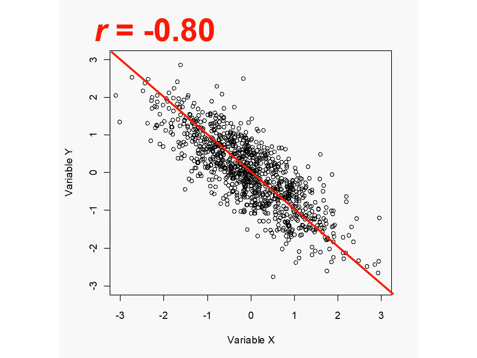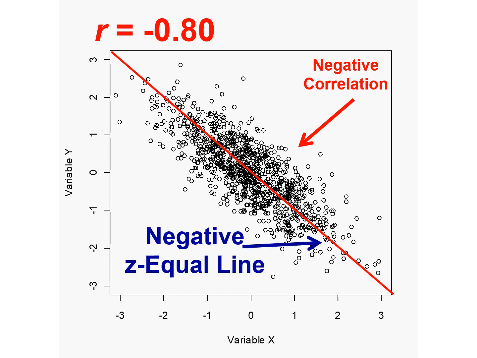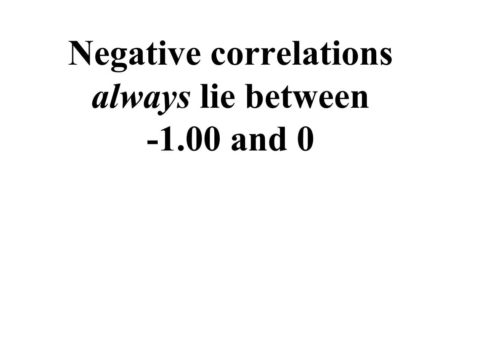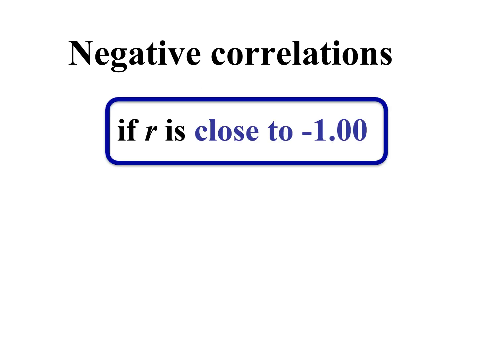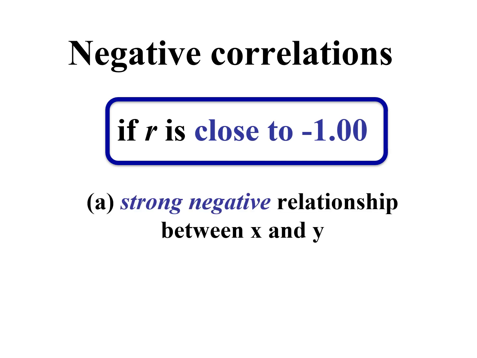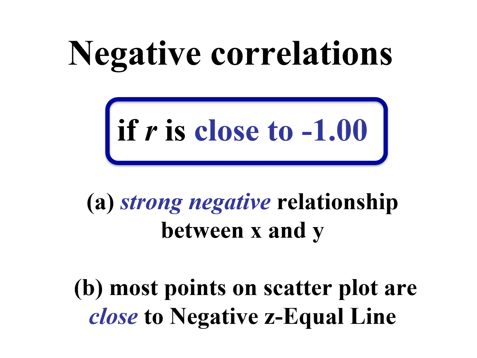So, in this scatter plot, the line goes down from left to right. And that tells us that the correlation between x and y is negative. And we can see that r is less than 0, r is negative 0.80. And as you probably already guessed, the line showing the trend of the data is the negative c equal line. Negative correlations always lie between negative 1 and 0. If r is negative and is close to negative 1, we say that there is a strong negative relationship between x and y. And most points on the scatter plot are close to the negative c equal line.